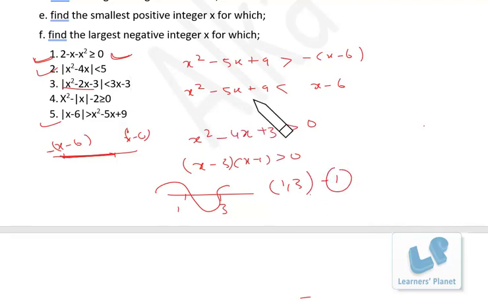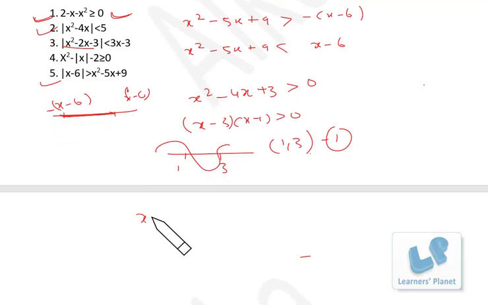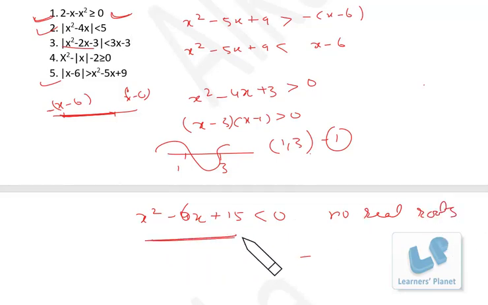Then we are looking at x square minus 5x plus 9 is less than x minus 6. So it is x square minus, I'm sorry, 5x and minus x, minus 6x plus 15. Okay, it should be less than 0. So if we take b square minus 4ac, that is 36 minus 60, right? So that is negative. Okay, that means discriminant is negative, so no real roots. That means this expression will always be positive. X square minus 6x plus 15 will always be greater than 0. Okay, so just eliminate this. So you just have to take the values from 1 to 3. That's it.